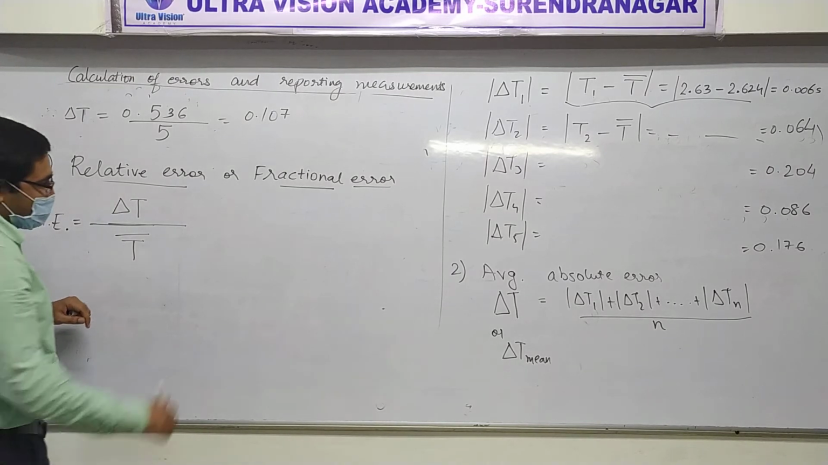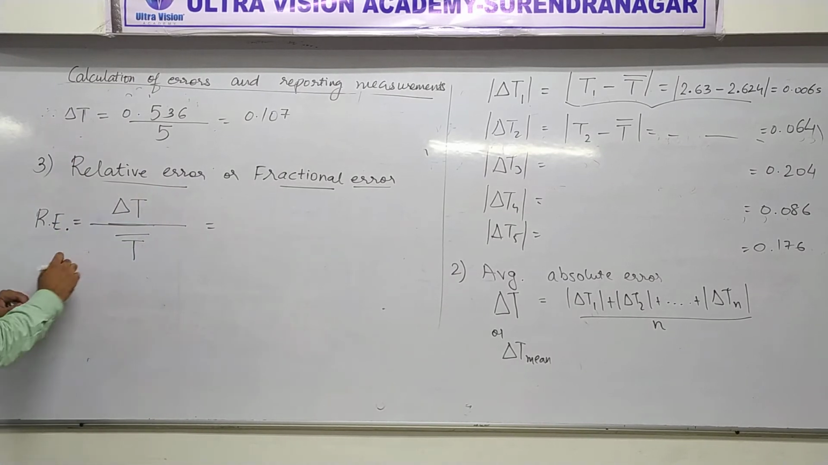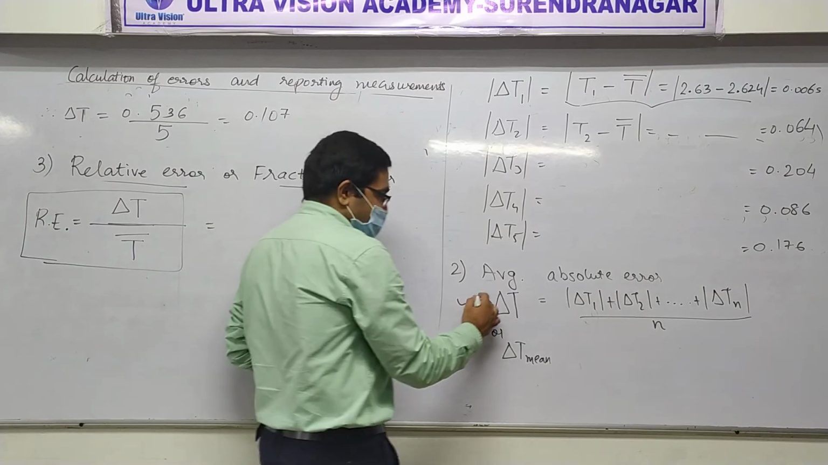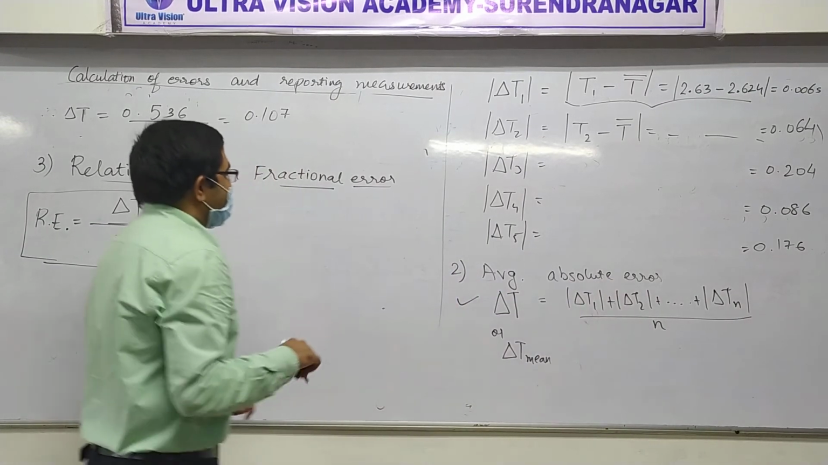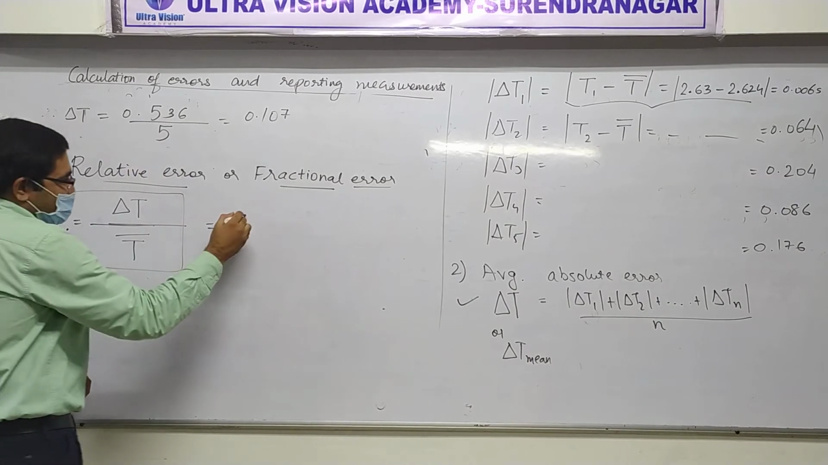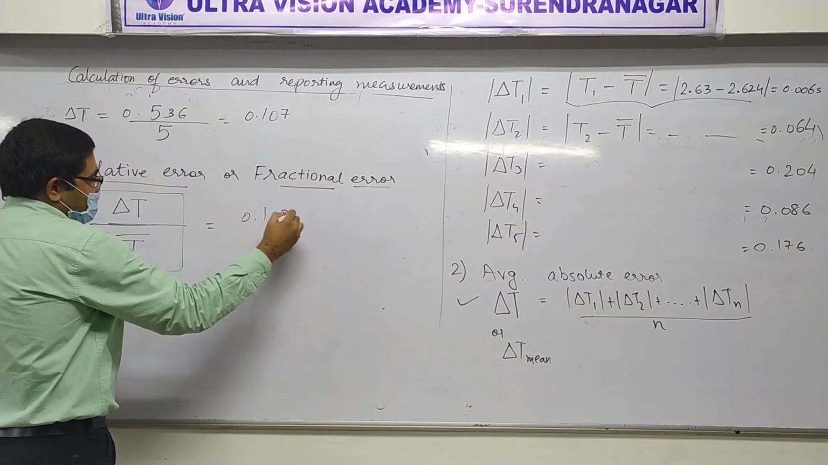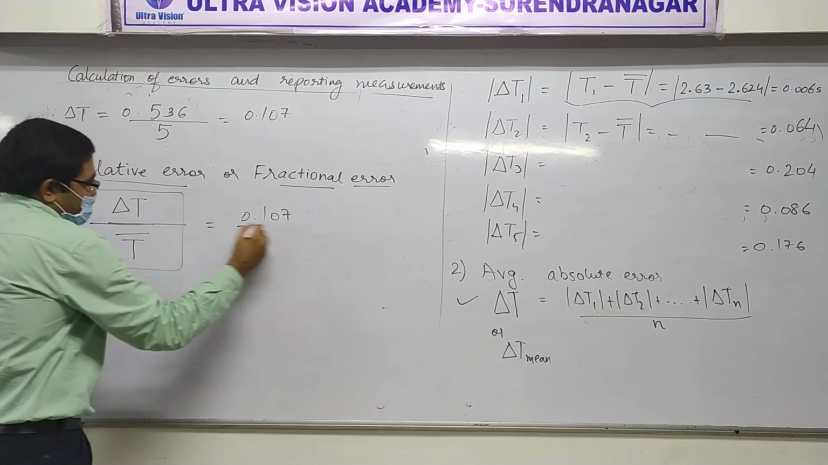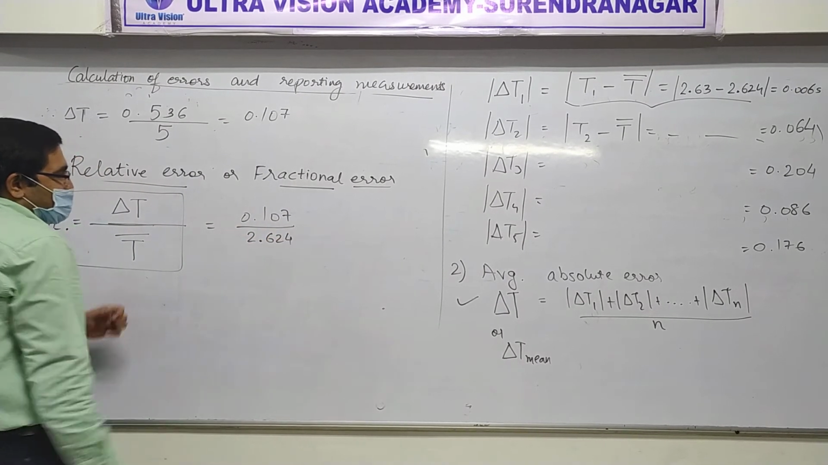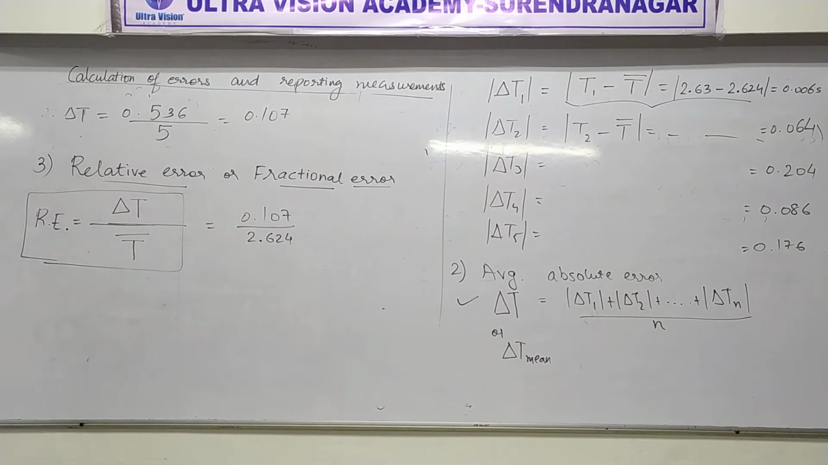So let's try to see what's the relative error in this particular case. This is your key formula. Clear or not? So how much is delta T in this particular case? 0.107. Yes or no? Divided by what was T bar? 2.624. Okay, divide.